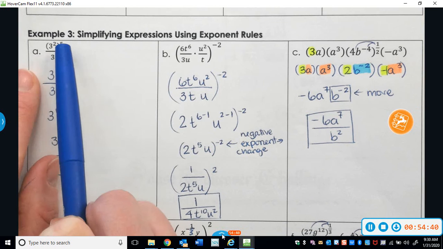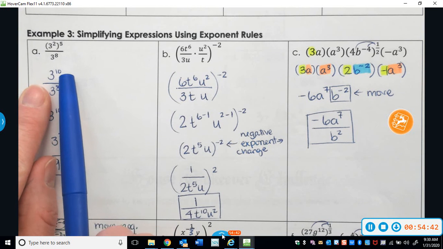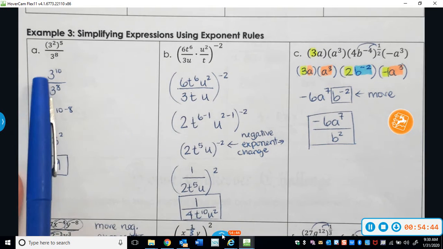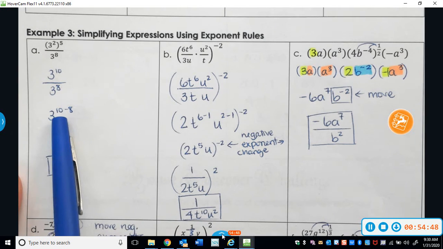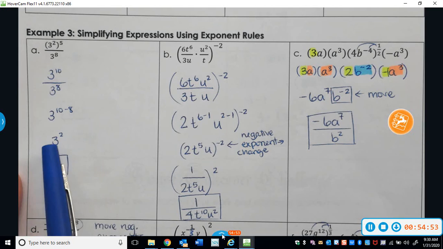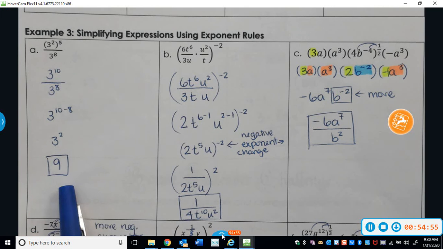So I looked at this and said, alright, I need to multiply those exponents. That'll be 3 to the 10th. And then I looked at these and I said, well, those have the same base, so I can rewrite it as 3, and since they're being divided, I can subtract their exponents. 10 minus 8 gives me 2, and 3 squared is just 9. Questions about A?